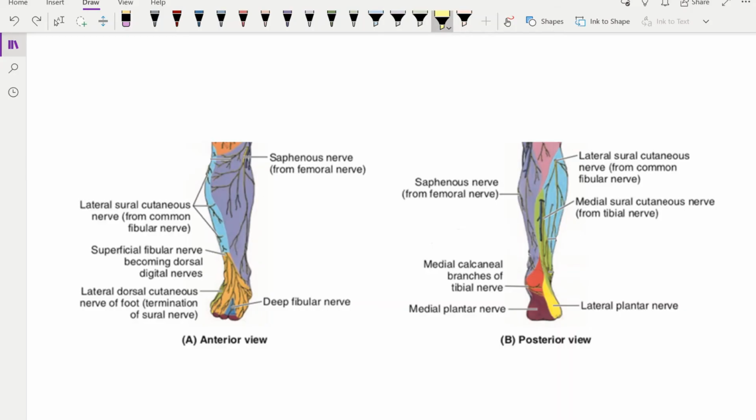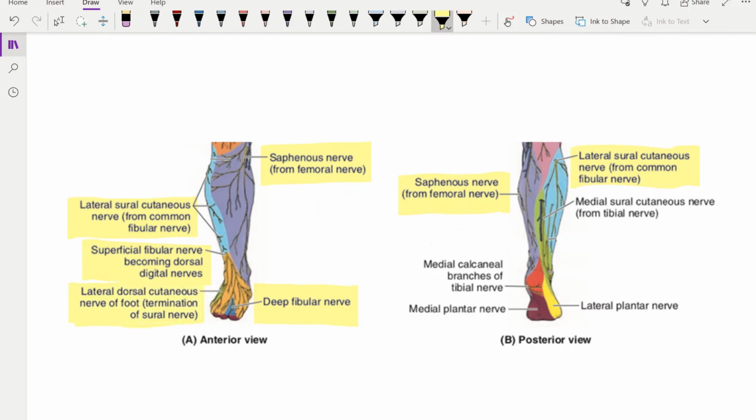For sensation to the medial part of the leg, we have the saphenous nerve. Lateral sensation is supplied by the lateral sural cutaneous nerve. On the lower lateral leg is the superficial fibular nerve that also covers the dorsum of the foot. The deep fibular nerve gives sensation to the skin between the great toe and the second digit. The lateral foot is supplied by the lateral dorsal cutaneous nerve.